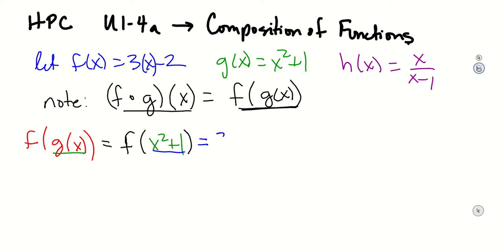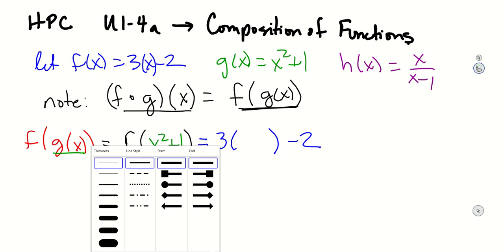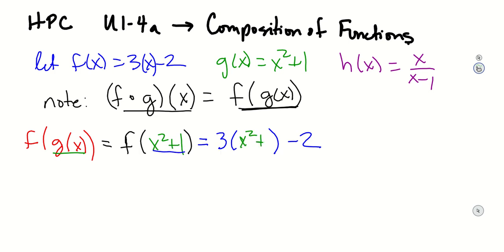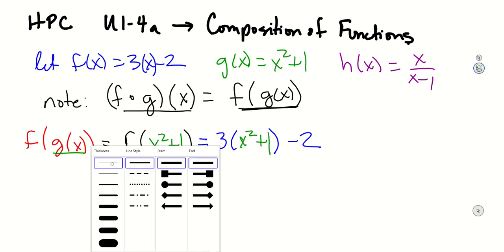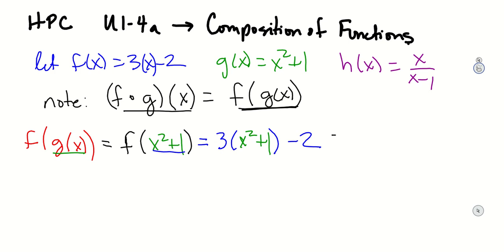So f tells us to start with 3, put in our input, and then subtract 2. Our input in this case is what g of x equals, which is x squared plus 1. We're going to take that and simplify it. Distributing the 3, we get 3x squared plus 3. We'll subtract 2, and we end up with 3x squared plus 1.